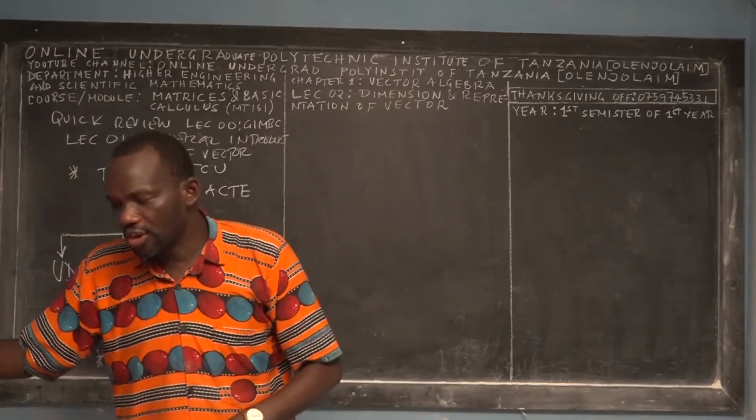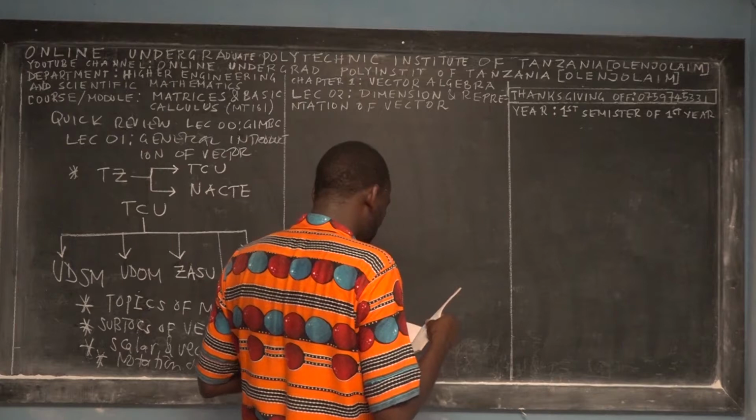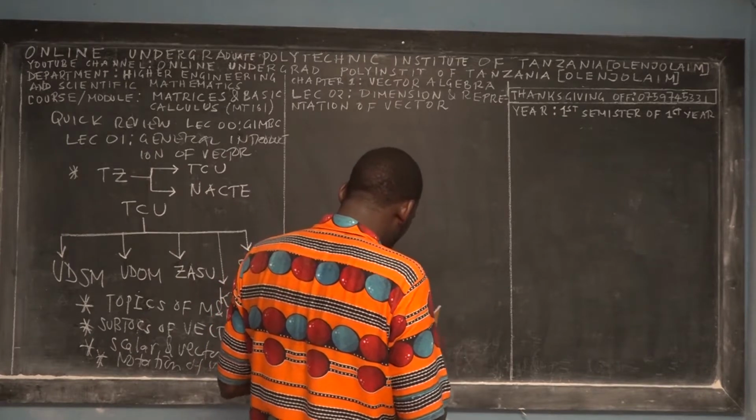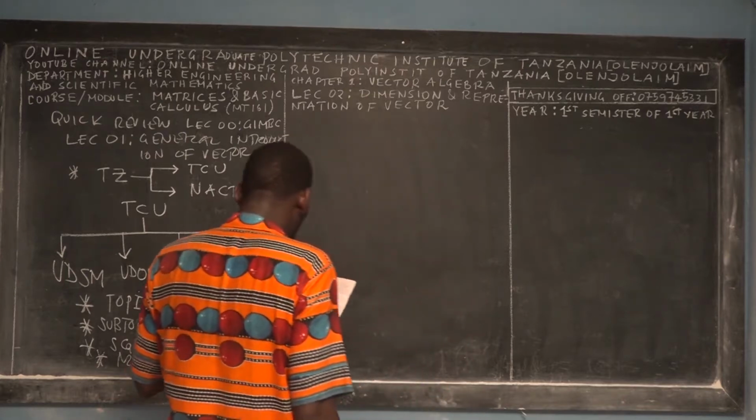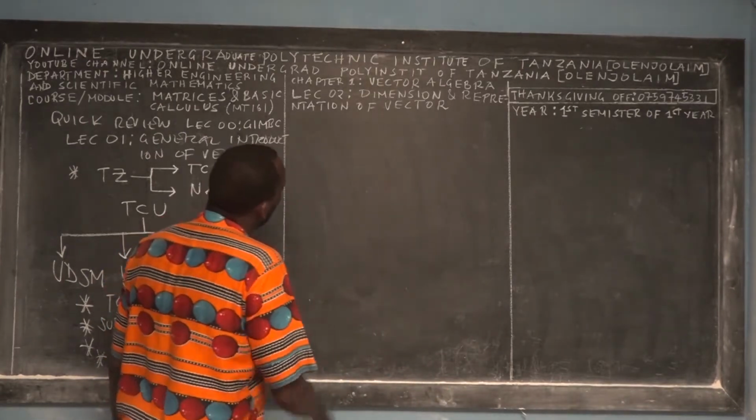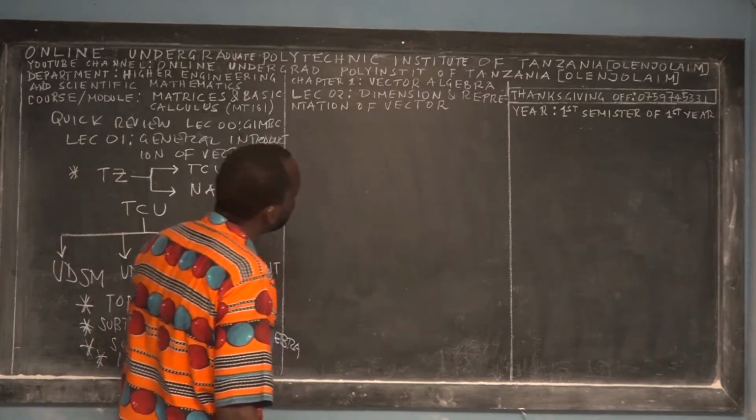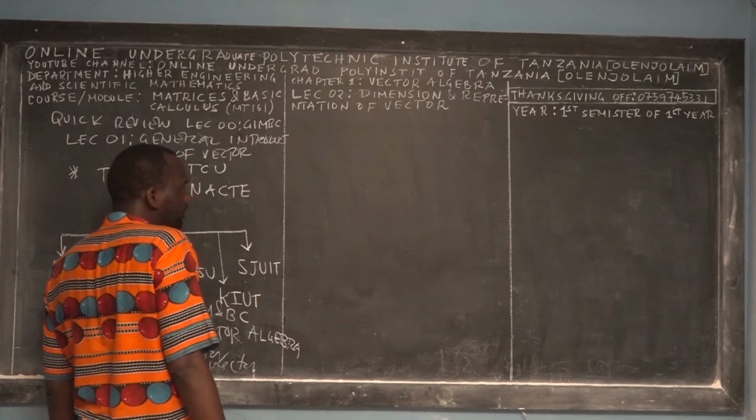Okay? So don't get tired, don't be disappointed when I mention some of the concepts that you are familiar with. Just be patient. I will take you into the new world of vector. So this is the title of the lecture: Lecture 2 comprises 2 parts, dimension and the representation of vector.